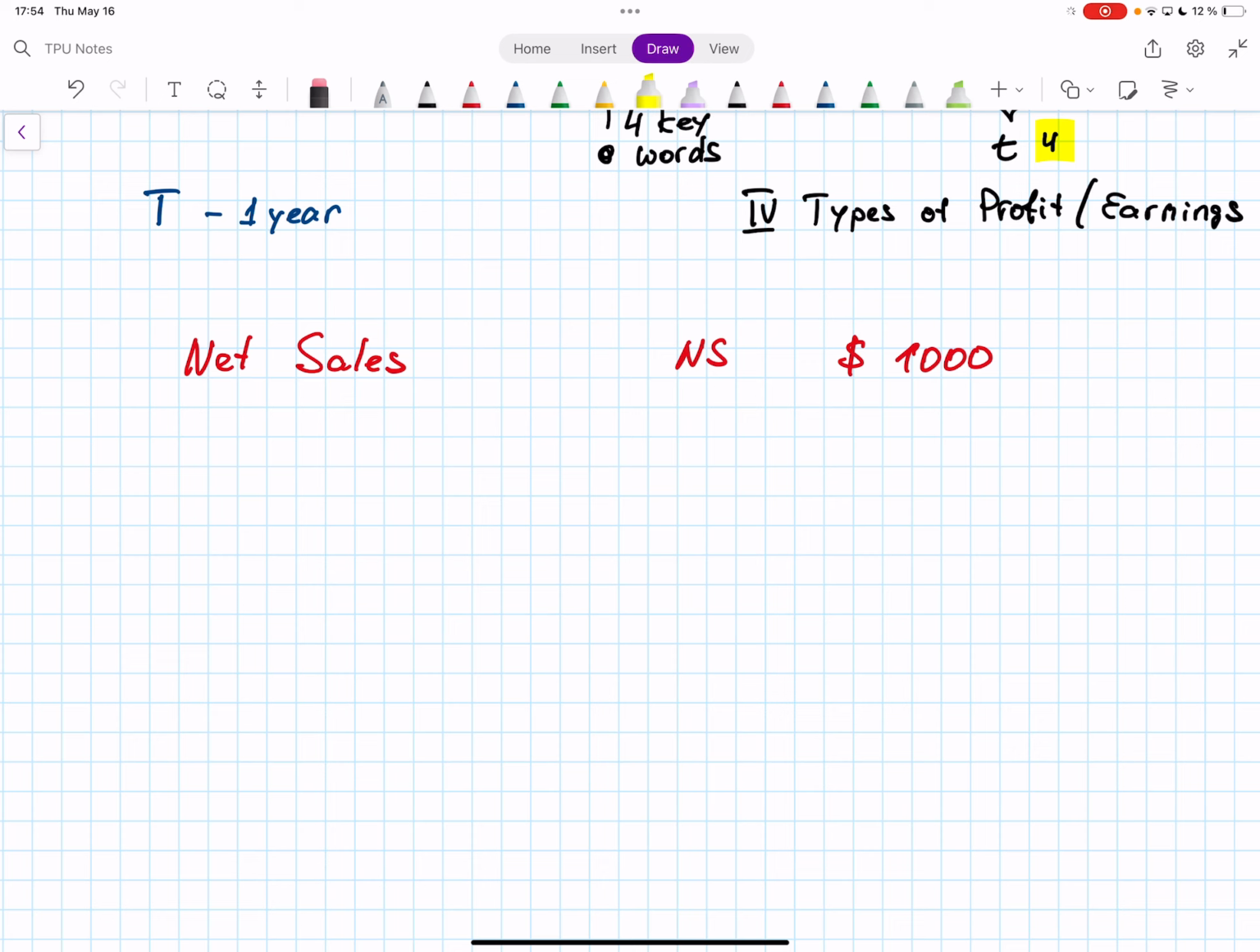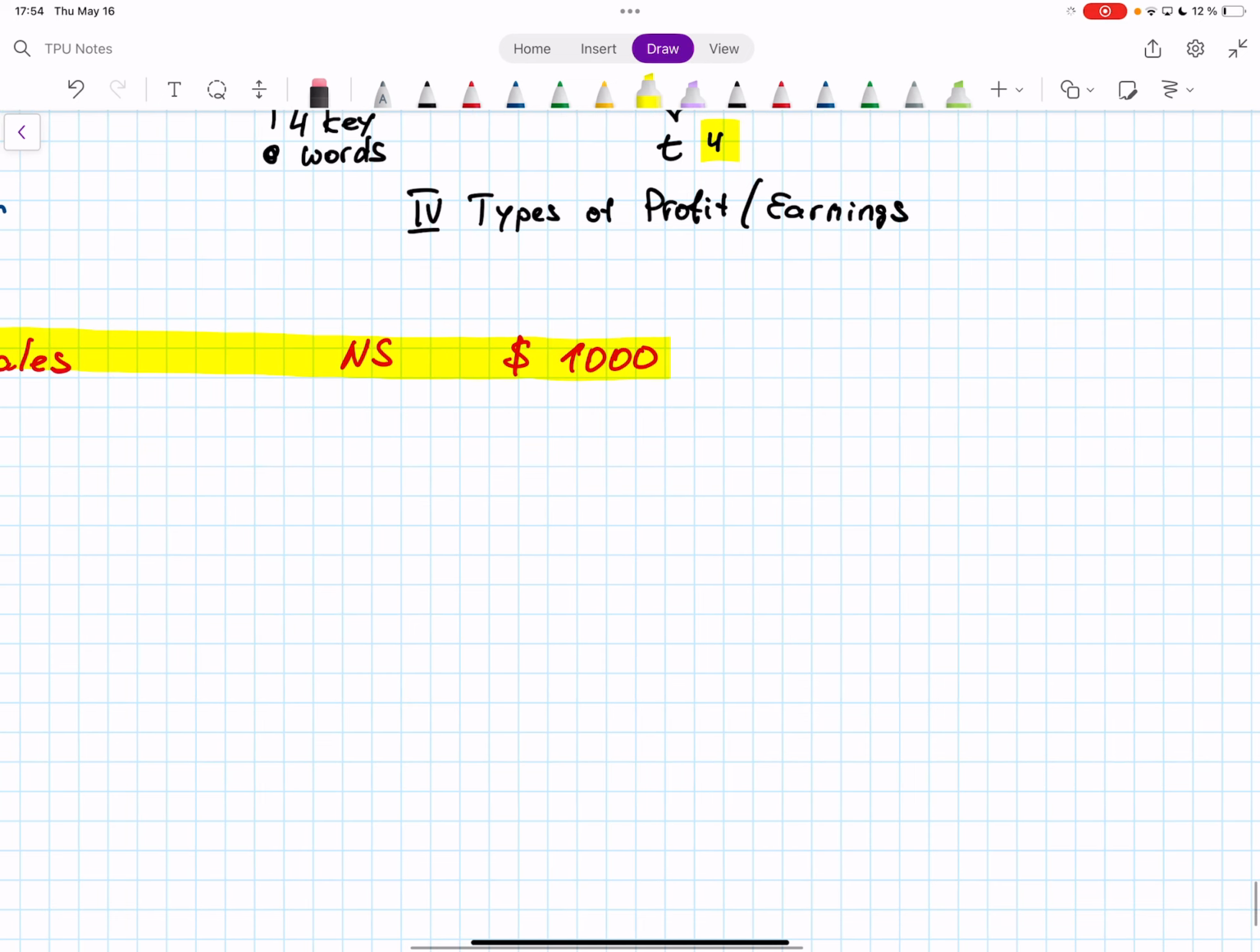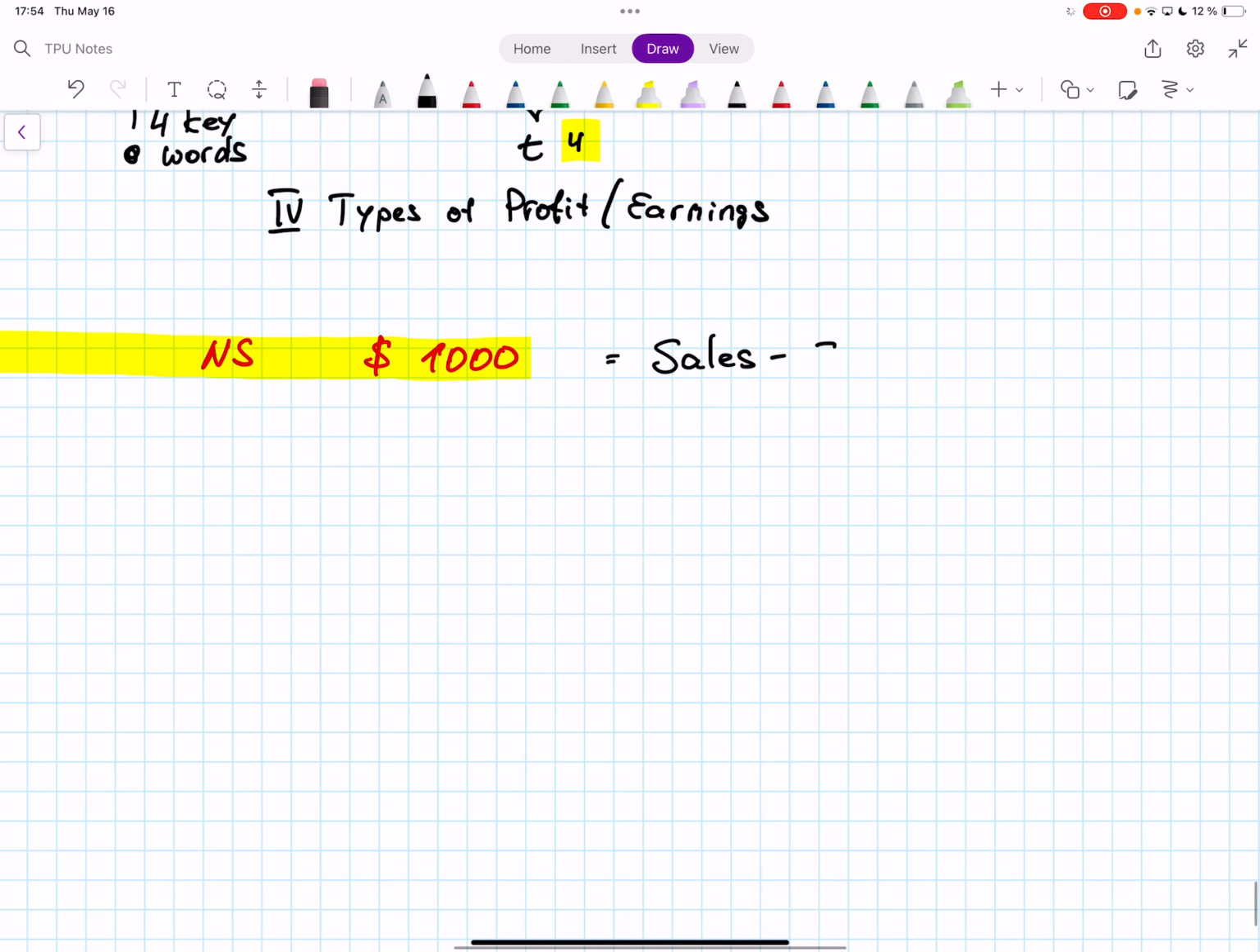So, this is our first line item in the income statement. To make it clear what net sales is: net sales equal sales minus sales returns. Let's translate. Sales minus sales returns.